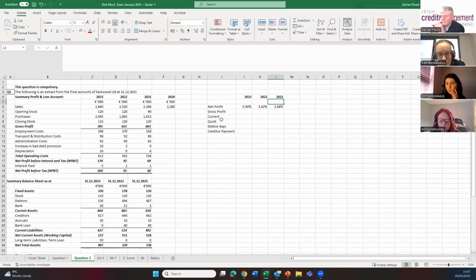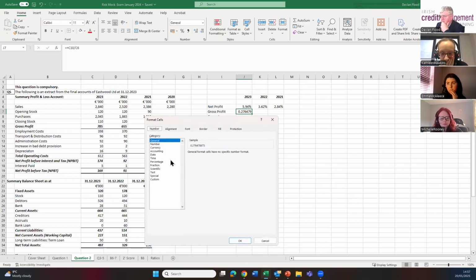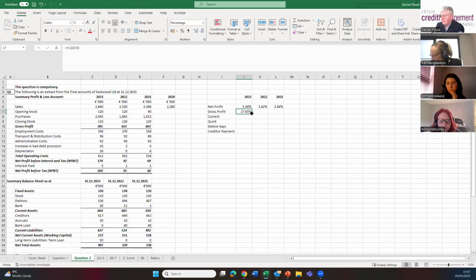So the first thing you have to do here is the sums. Gross profit: I know the gross profit ratio is the gross profit divided by the sales. There we go. I also want to format that into percentage. And I can just copy that across. So now I can see there's my net profit, there's my gross profit.